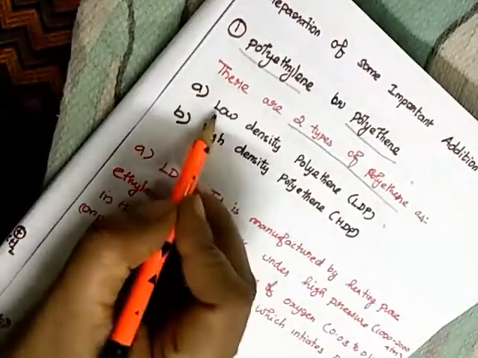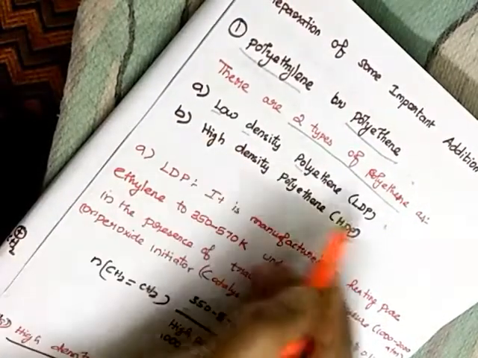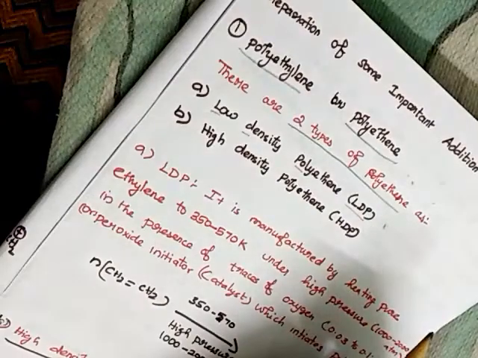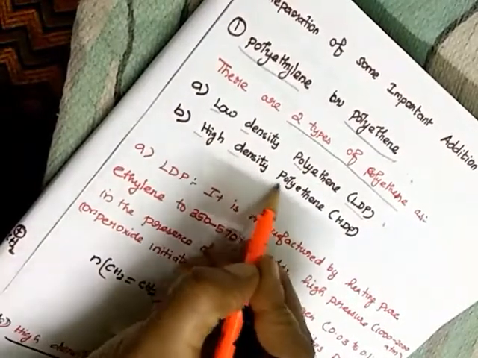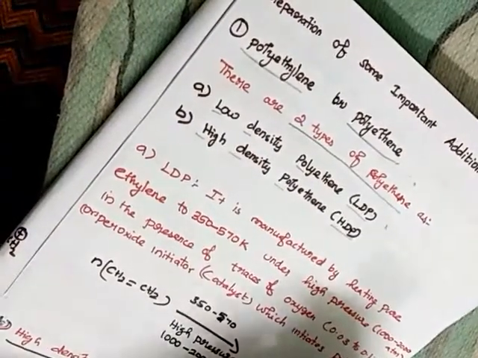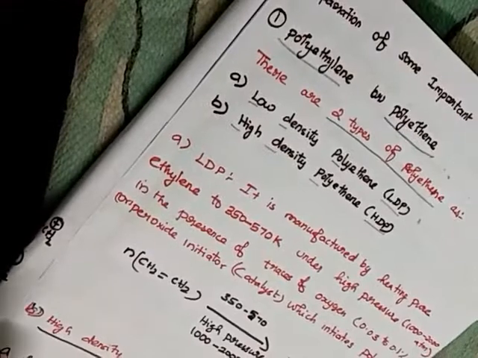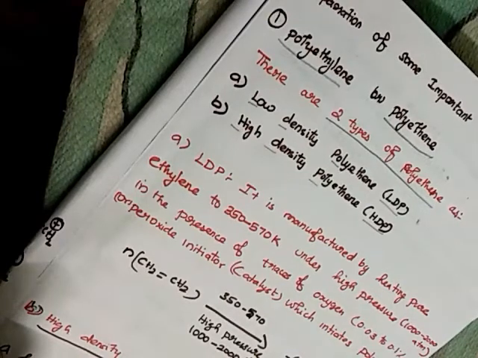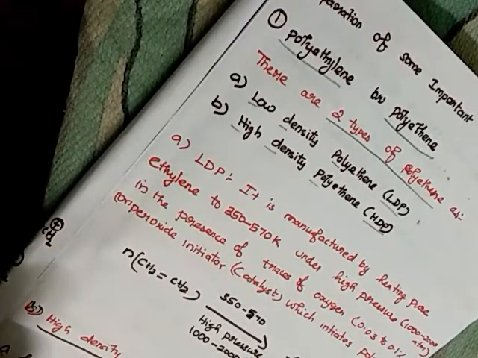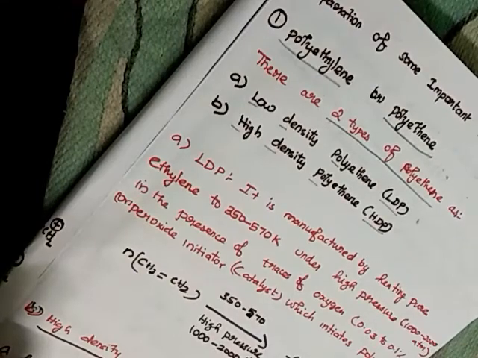One is low density polythene, called LDP in short form, and the other type is high density polythene, otherwise called HDP. When we were discussing linear polymer, branched polymer, and cross-linked polymer, I gave a very small explanation about what low density polythene and high density polythene are.